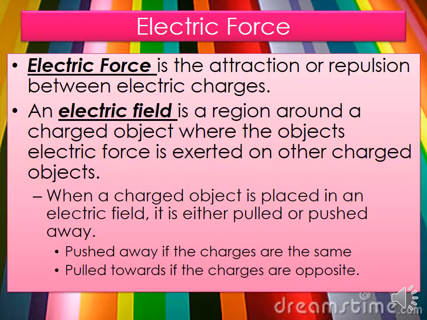When a charged object is placed in an electric field, it will either be pulled or pushed away. It will be pushed away if the charges are the same, like we said earlier: two objects that have the same charge, like two positively charged objects, will push away from each other, or they'll be pulled towards each other if their charges are opposite. So anytime you have a charged atom, whether it has more protons in its nucleus than electrons surrounding it, it would have a positive charge, or if it has more electrons surrounding it than protons in its nucleus, then it would have an overall negative charge.